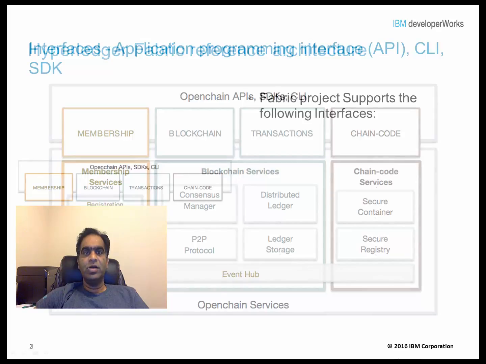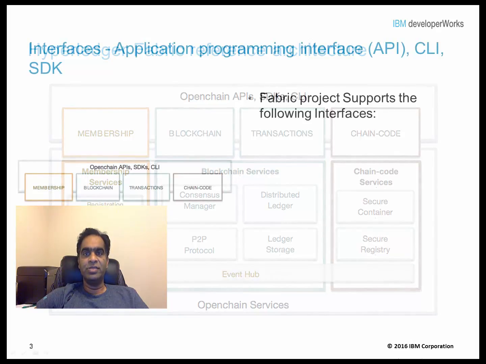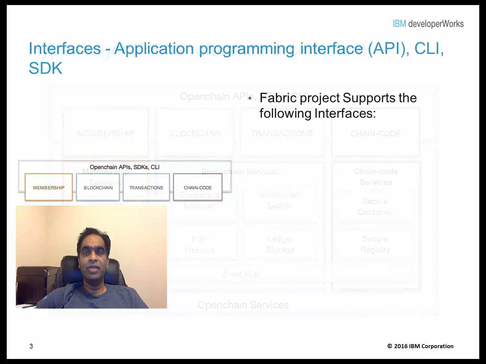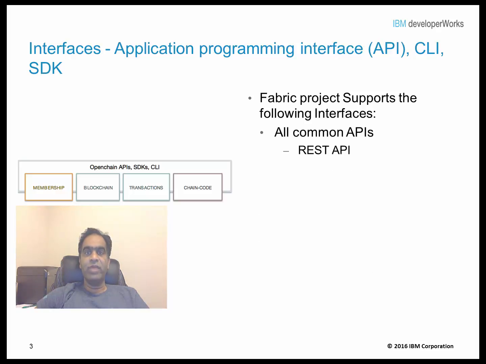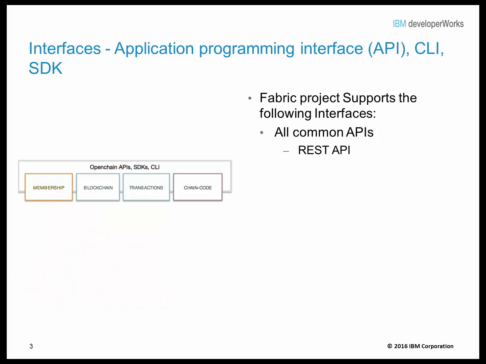As we saw, Hyperledger Fabric offers you three interfaces to interact with membership, blockchain, and chain code services. Now let's take a deeper look into each of the interfaces. First, let's start with Application Programming Interface, or API. The primary interface to the Fabric is the REST API. The REST API allows applications to register users, query the blockchain, and issue transactions. All of our API calls have standard HTTP endpoints and they use JSON formatted responses. So any language will work just fine.